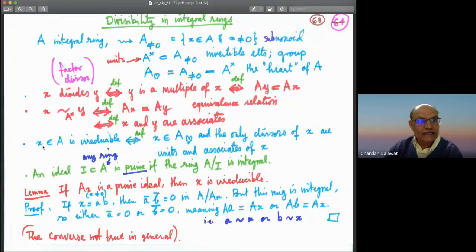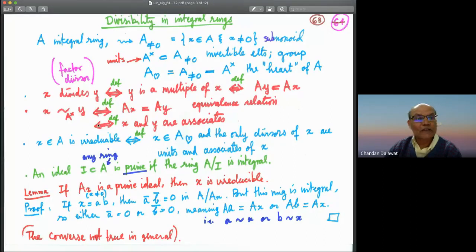We will say that x is irreducible. That's the concept which is very basic. An element x in A is going to be called irreducible if it is, first of all, in A heart, which just means that it should not be 0, it should not be invertible, and the only divisors of x are units and associates of x.